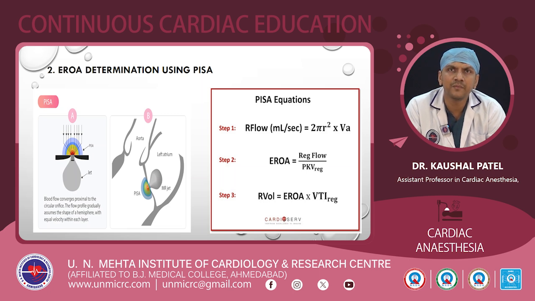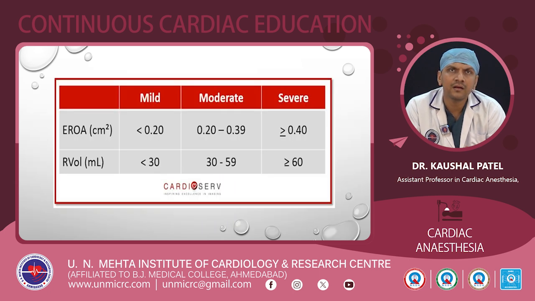The second is the effective regurgitation orifice area, which is determined using the PISA method. In PISA there is a hemisphere we are going to develop, followed by which there are three steps for the quantification. First is the effective regurgitant flow by 2 pi r square into Va, followed by the effective regurgitant orifice area, and followed by the regurgitant volume. By the PISA method, we are going to divide the MR into three parts: mild, moderate and severe. If the effective regurgitant orifice area is less than 0.2 centimeter square, it is mild, 0.2 to 0.39 is moderate, and severe is greater than 0.4.